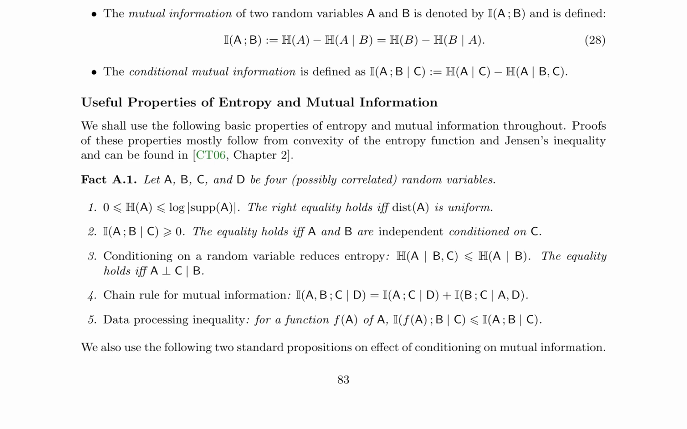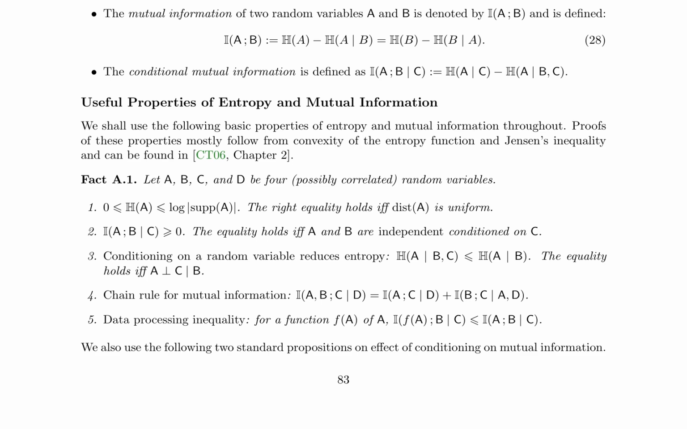The chain rule for mutual information states that I(A; B, C | D) equals I(A; C | D) plus I(B; C | A, D). The data processing inequality states that for a function f of A, I(f(A); B | C) is less than or equal to I(A; B | C).